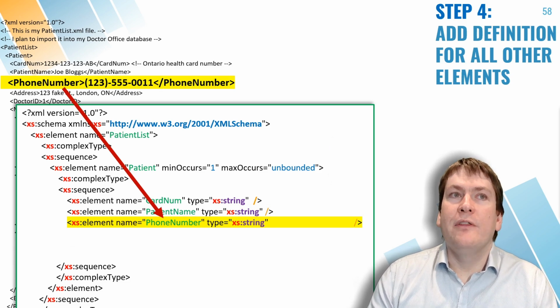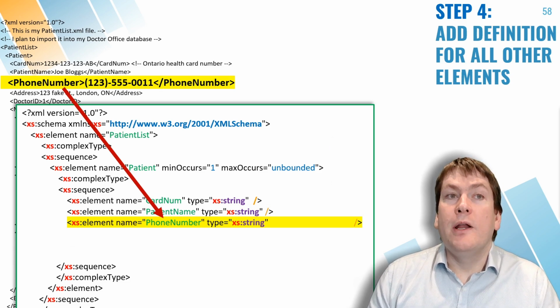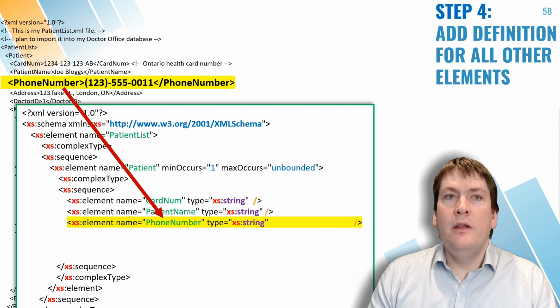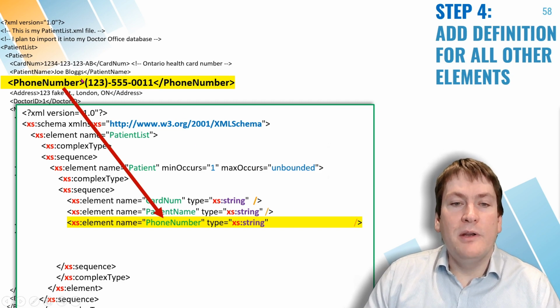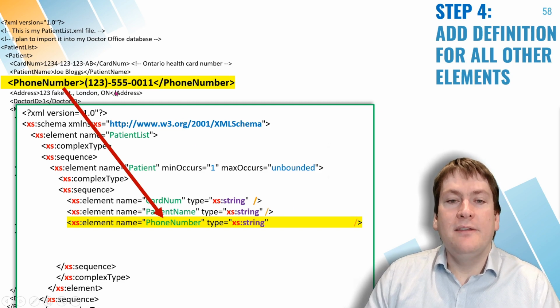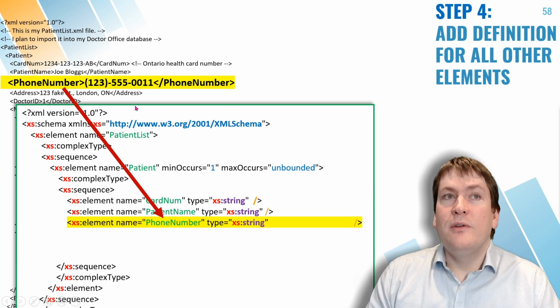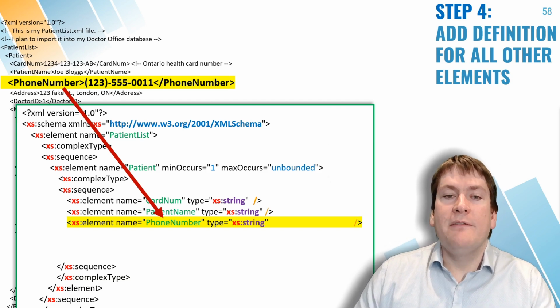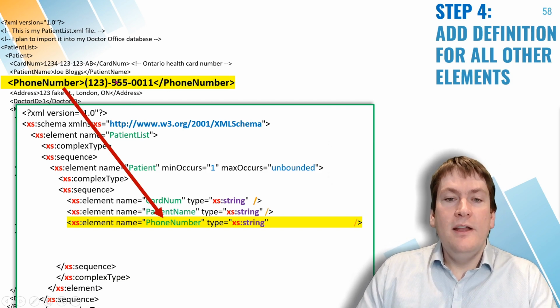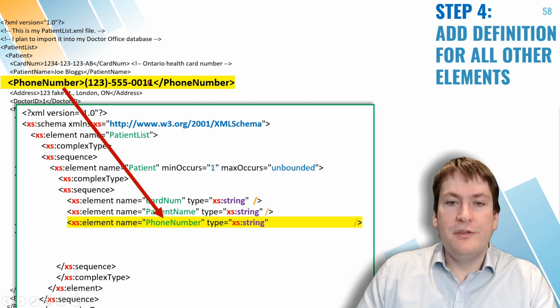So we keep going down the file, and the next thing we're going to run into is the phone number. Once again, the phone number could be formatted as a number, but if we actually look at the data, we have special symbols here. We have brackets, we have dashes, things like that. So it's going to have to be a string. If we wanted this to be formatted as a number, we'd have to actually change the XML document and make sure we removed all these characters.